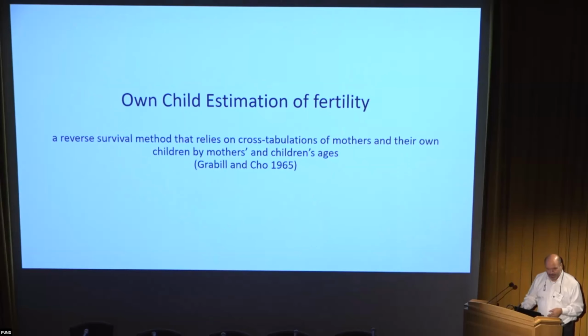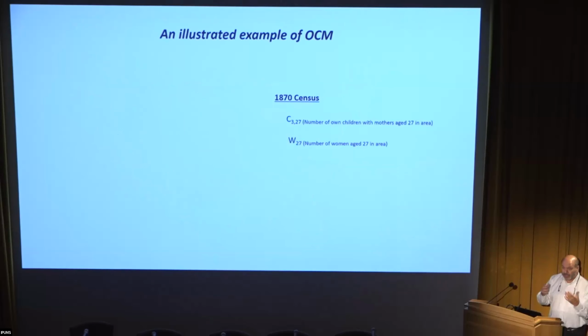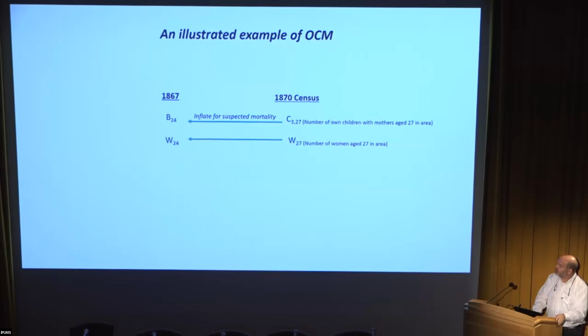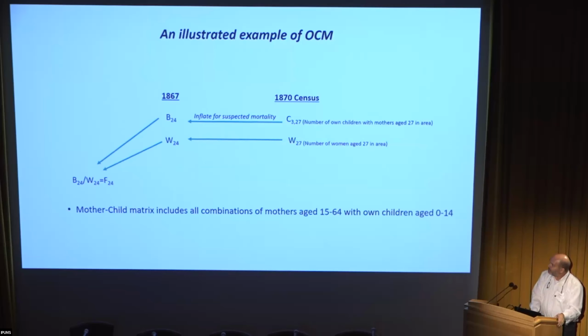I think I'm in a couple minutes. I will just say that this is another indirect method of taking children who are living with their mothers. Let's say we have children age 3 living with mothers age 27, reverse surviving them using our new life tables to determine the number of children born 3 years before the census, in this case, the number of women who were still alive at age 24, 3 years before, producing age-specific fertility rates, and from that, total fertility rates.